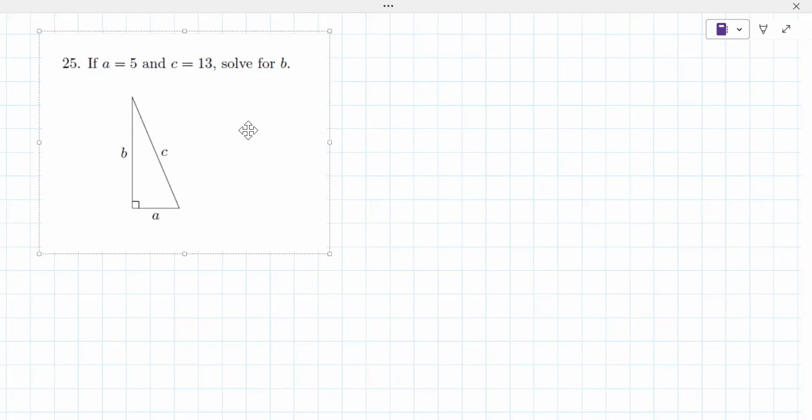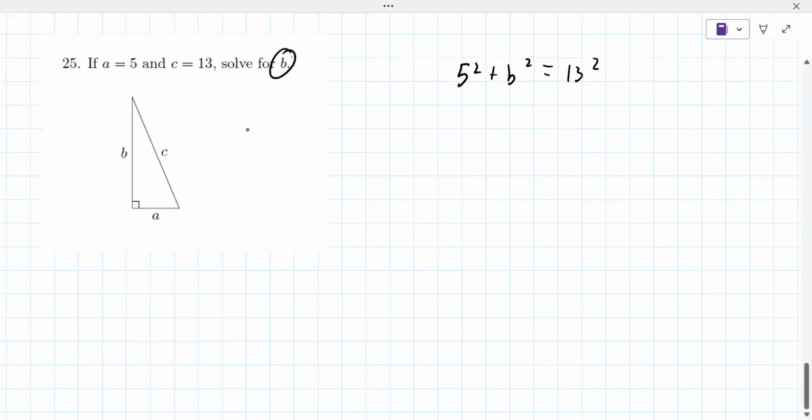C equals 12. Oh, we're not solving for C though. B. Oh, so B equals 12. B is 12. Yeah. 5 squared plus B squared equals 13 squared. 25 plus B squared equals 169. B squared equals 144. And B equals 12. Yep. But not too bad, right?